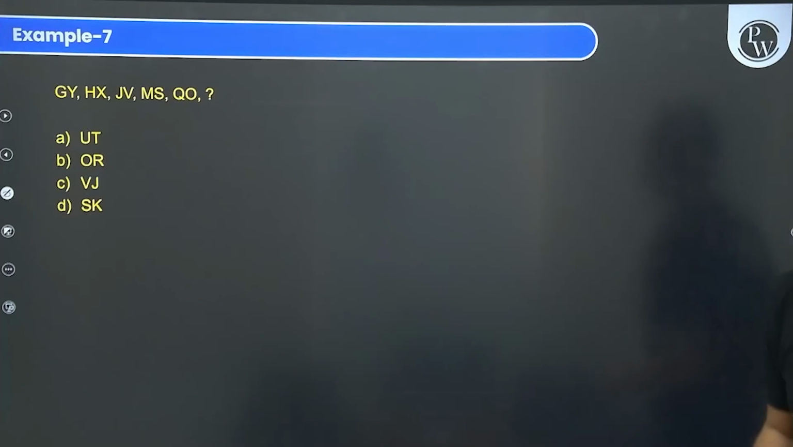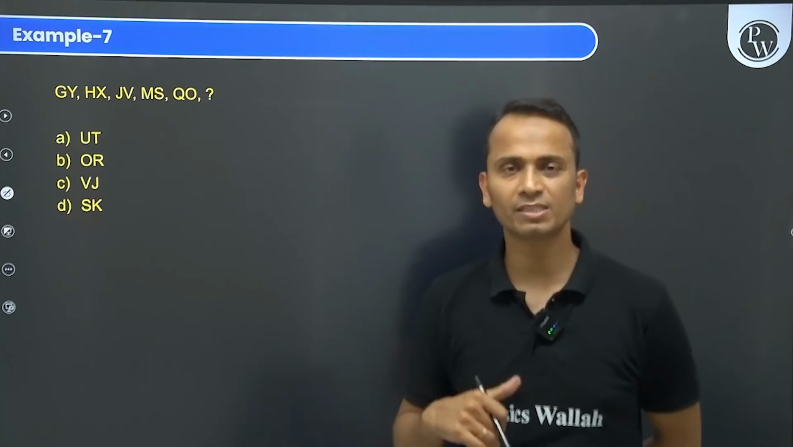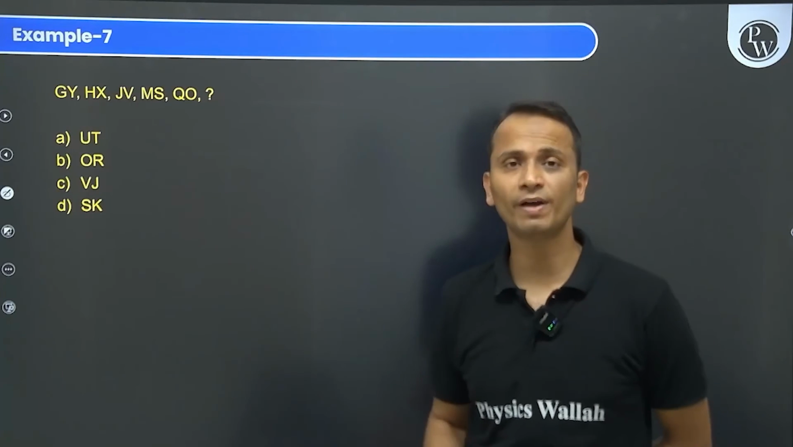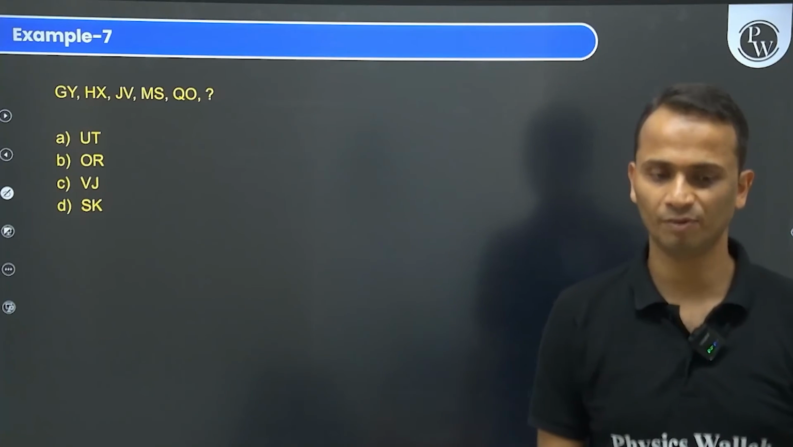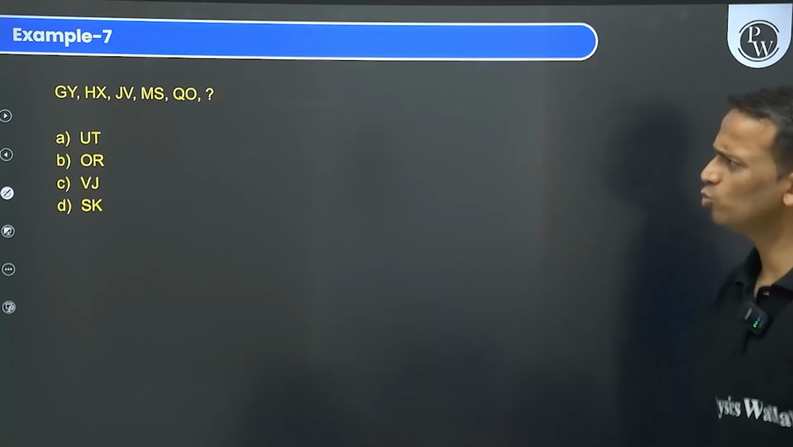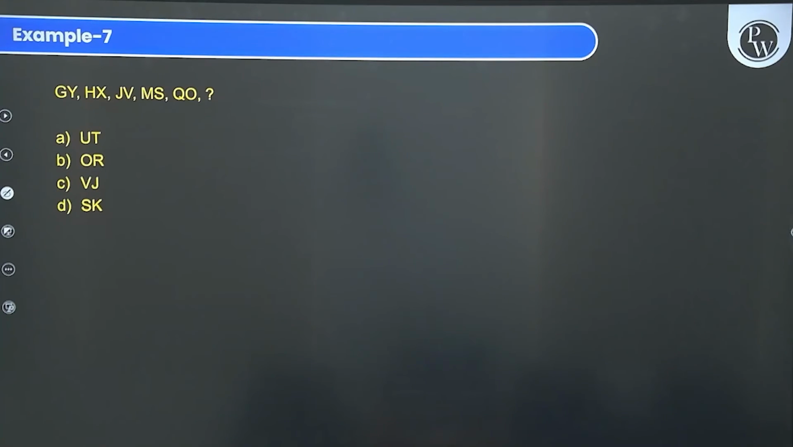Now next, alphabetical series. So some alphabets are given in groups. You will have to find out the next group of alphabets. Again, I'll give you some time, 45 seconds to 1 minute.